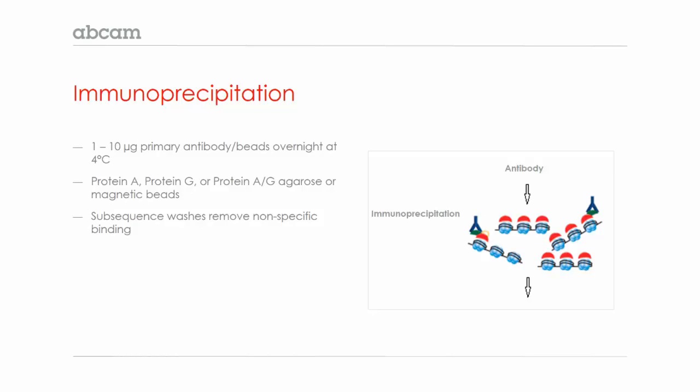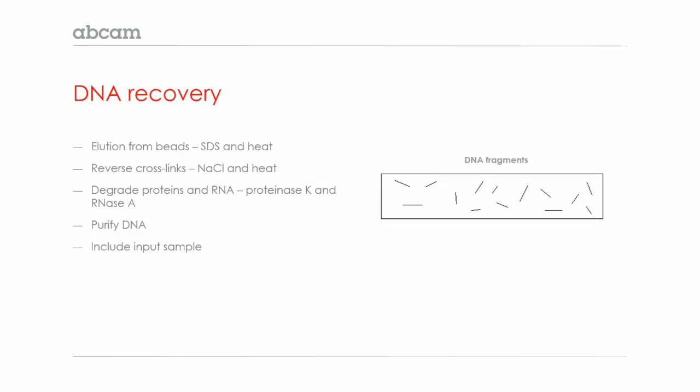Next, you add protein A, G, or a combination of protein A and G beads that will bind to the antibody. These can either be agarose, which you'd centrifuge, or magnetic, which would be pulled down in a magnetic tube rack. Next, there are several wash steps to remove nonspecific binding. Finally, you need to recover the DNA that was pulled down as part of the antibody-protein complex.